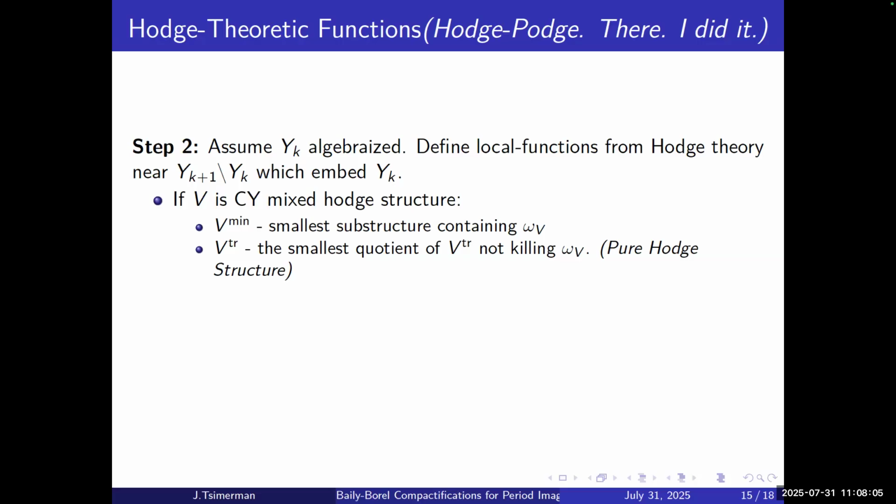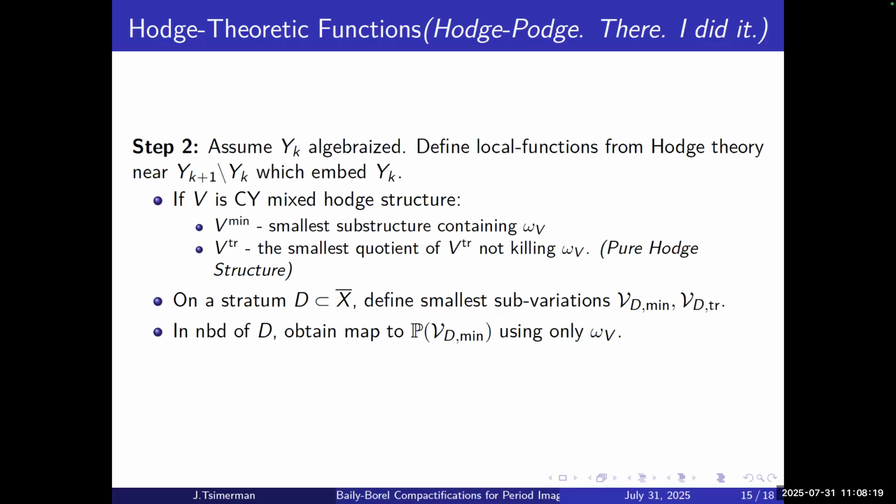So, okay, you can define these two things at the boundary, whatever they are. Then on a stratum, individually, you can likewise define the smallest subvariations which contain the Hodge bundle, so they don't kill it. And then in a neighborhood of D, these are the Hodge theoretic functions. You can look at this V min variation. It has a whole Hodge structure on it on the stratum. Off the stratum, weird things can happen. It has no mixed Hodge property. But you can still look at just the deepest piece, just the Hodge bundle, and this gives you a local map to projective space, the projective space of V_D min determined by where this line is.